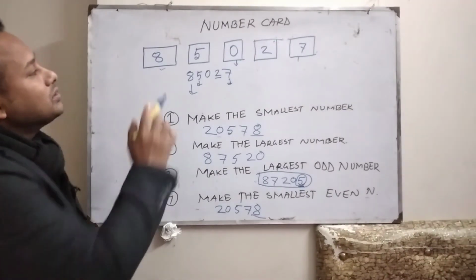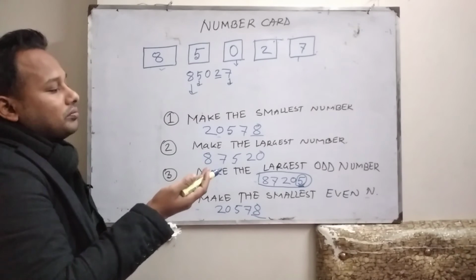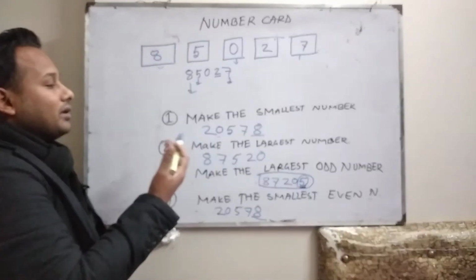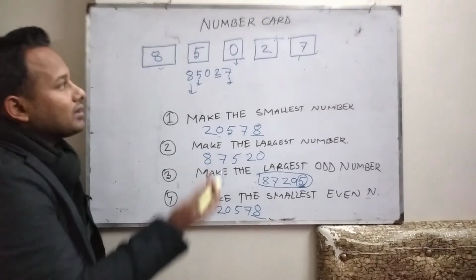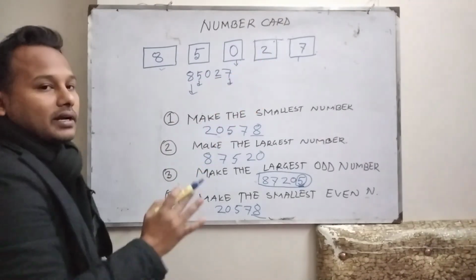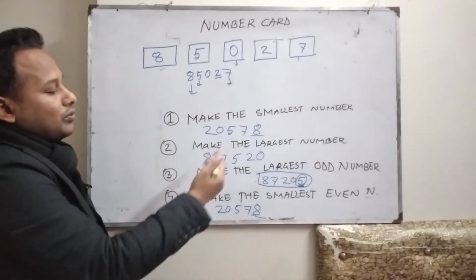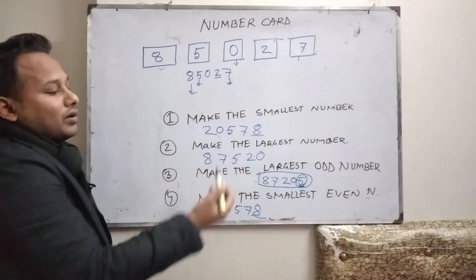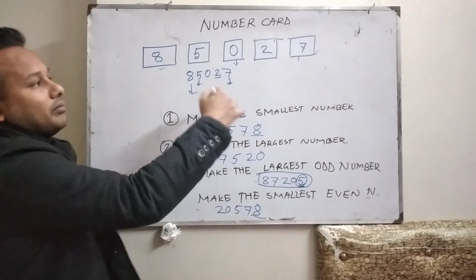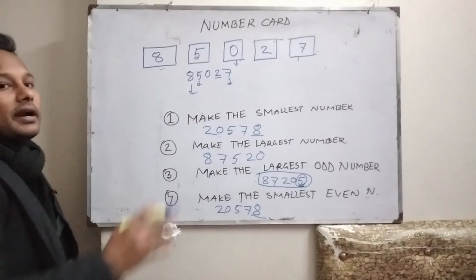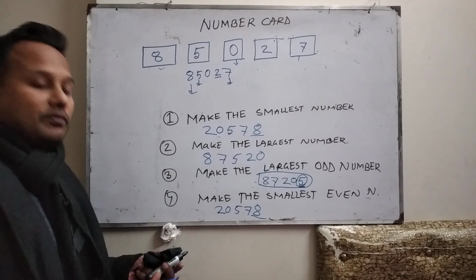So we can use this number card to make different patterns of numbers. Like we can make the largest number out of the given number cards. We can make any type of number. I mean, we can make the smallest one, we can make the odd number, we can make even number. So this is how you use number card and you make different types of numbers.